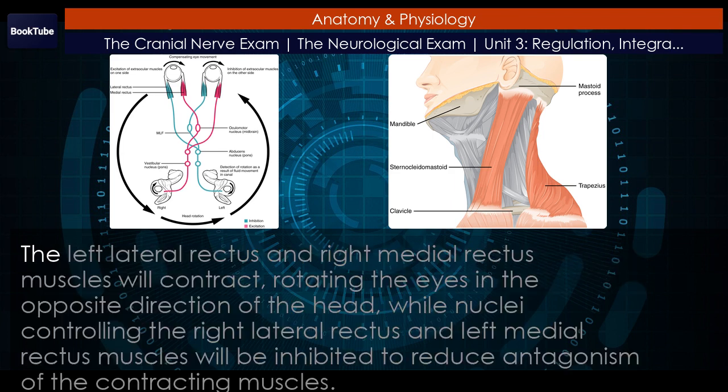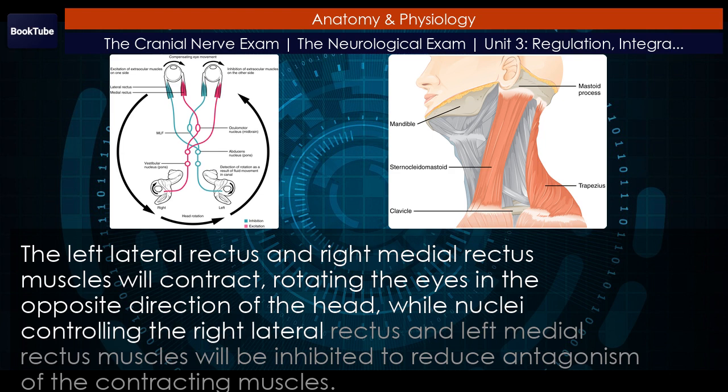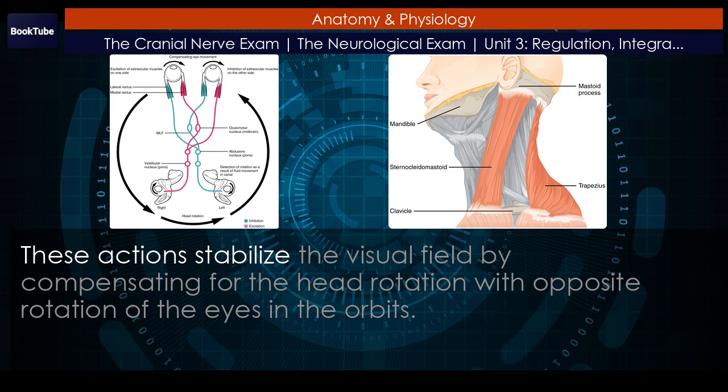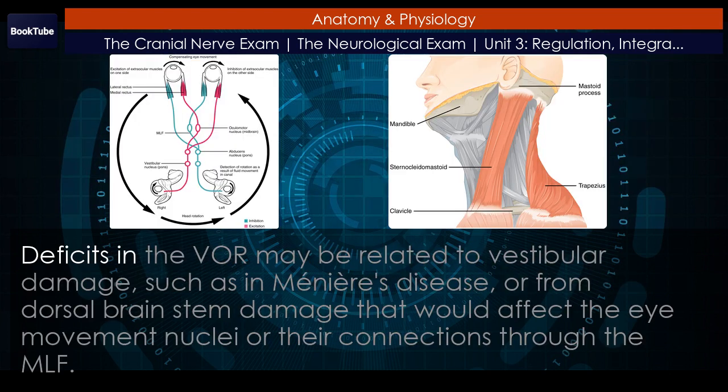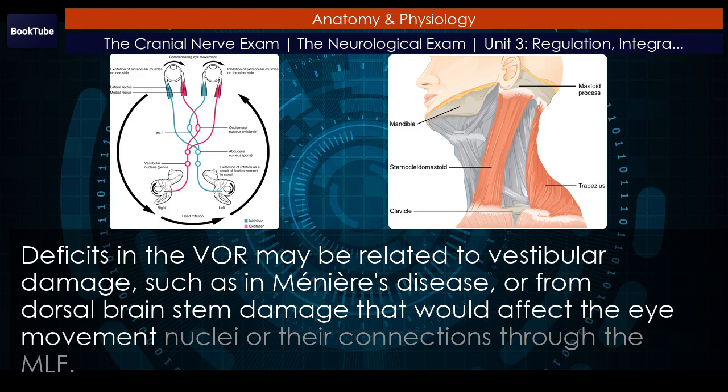rectus muscles. The left lateral rectus and right medial rectus muscles will contract, rotating the eyes in the opposite direction of the head, while nuclei controlling the right lateral rectus and left medial rectus muscles will be inhibited to reduce antagonism of the contracting muscles. These actions stabilize the visual field by compensating for the head rotation with opposite rotation of the eyes in the orbits. Deficits in the VOR may be related to vestibular damage, such as in Meniere's disease, or from dorsal brainstem damage that would affect the eye movement nuclei or their connections through the MLF.